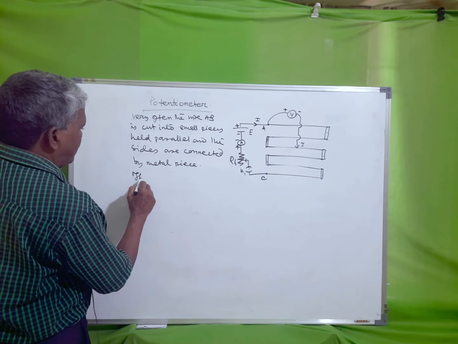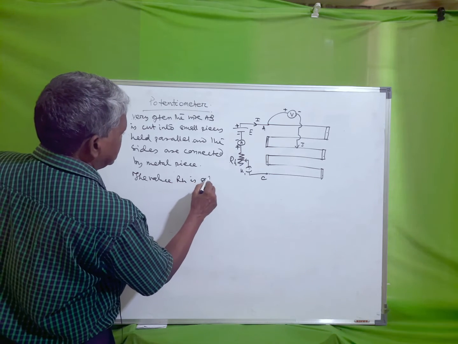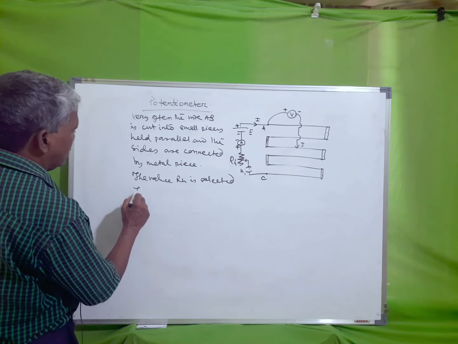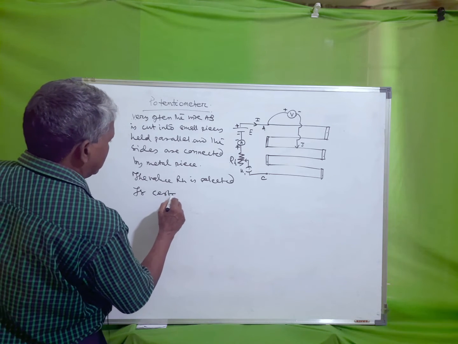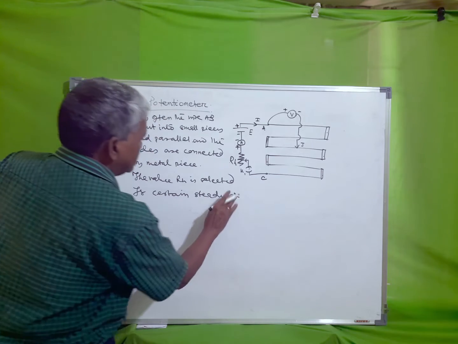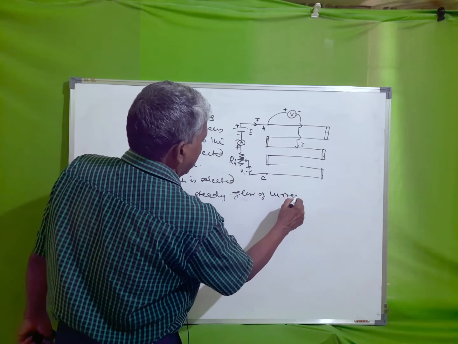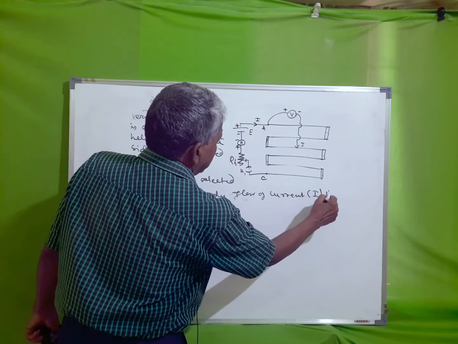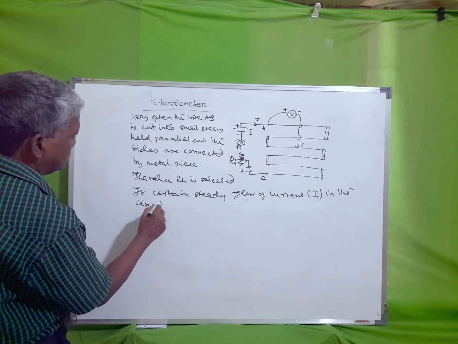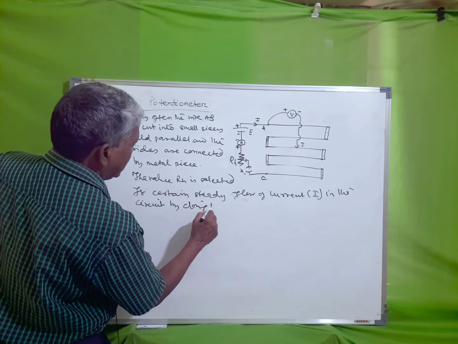The value of RH is selected for a certain steady flow of current I in the circuit by closing the key K1.